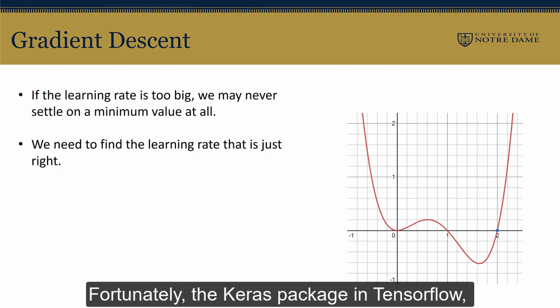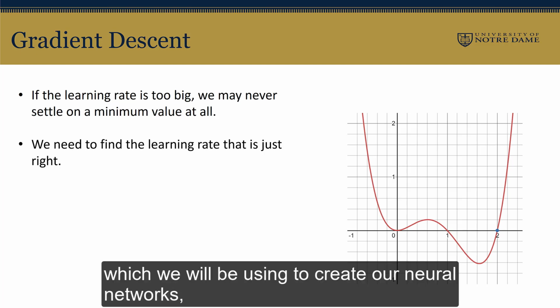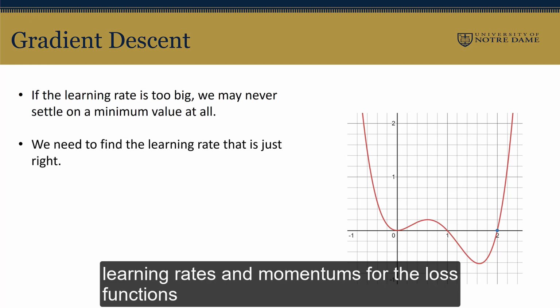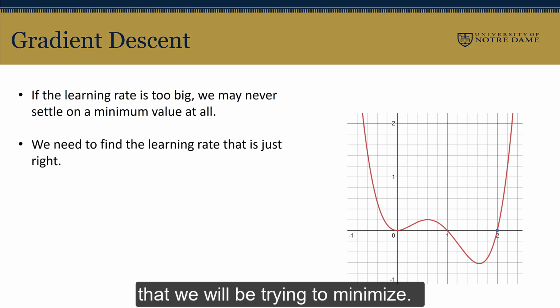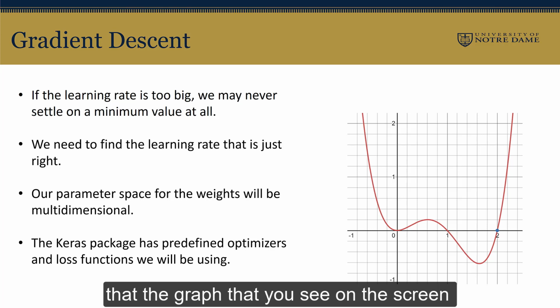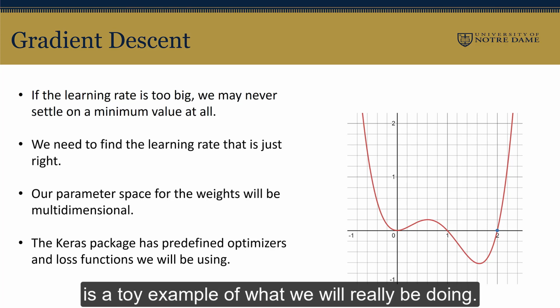Fortunately, the Keras package in TensorFlow, which we will be using to create our neural networks, has a predefined set of optimizers and what they consider to be good learning rates and momentums for the loss functions that we will be trying to minimize. We will take advantage of these as we start to build our neural networks. Finally, you should keep in mind that the graph that you see on the screen is a toy example of what we will really be doing.